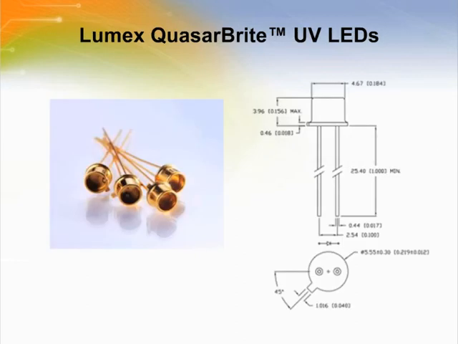The Lumex QuasarBrite UV LED family comes in 3 different wavelengths, namely 385 nanometers, 405 nanometers, and 415 nanometers. The applications at 385 nanometers include counterfeit detection, bacteria sterilization, and ink fluorescence. At 405 nanometers, one of the key applications is forensic analysis of bodily fluids. Finally, the 415 nanometer UV LED can be used in superficial sterilization, including skin treatment.